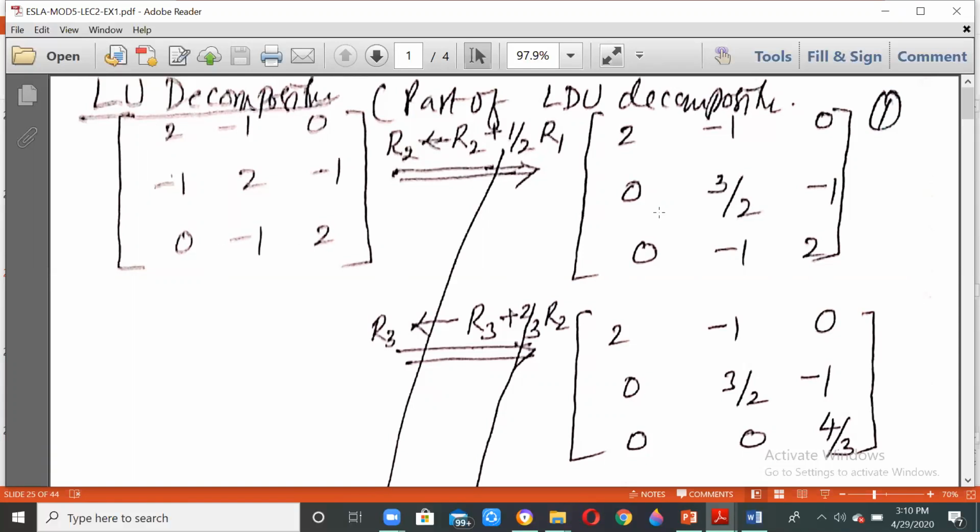And then we will get here a 0, -1 plus half into 2 will become 0. 2 minus 1 into half will become 3/2. Then -1 multiplied by 0 into half will become -1. Now, because this is already 0 over here, there is nothing to be done here. So therefore, we'll leave it as it is.